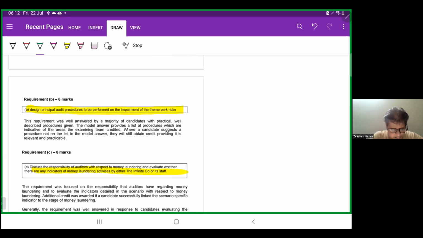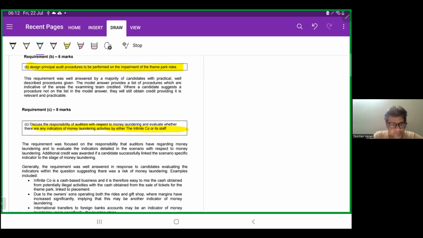Let's move on. Requirement B, audit procedures to be performed on the impairment of the theme park rights. This requirement was well answered by a majority of candidates. Well-described procedures, given the model answer provides a list of procedures which are indicators of areas.